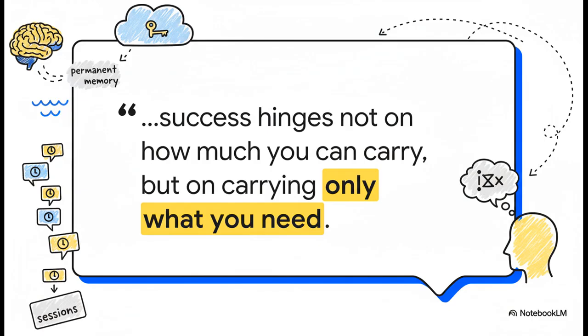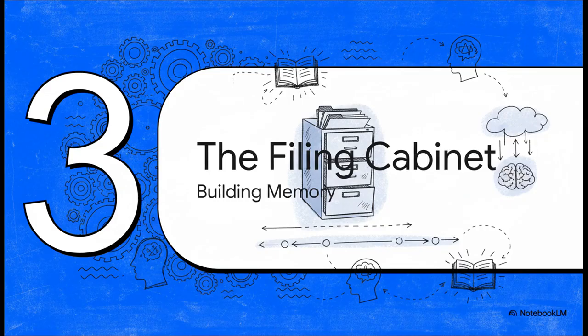It's heavy, it's slow, and good luck trying to find anything in there. So, what's the solution? You pack smart. You use strategies like compaction and summarization to pack only what you absolutely need for the next leg of the journey. So, where do we put those carefully chosen essential items we've packed?